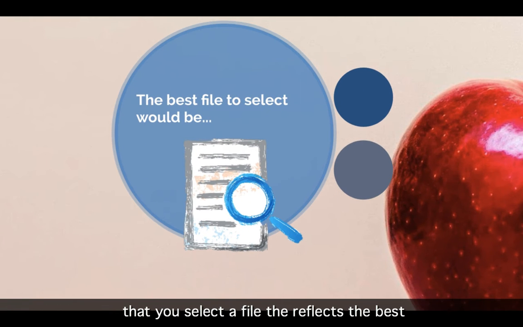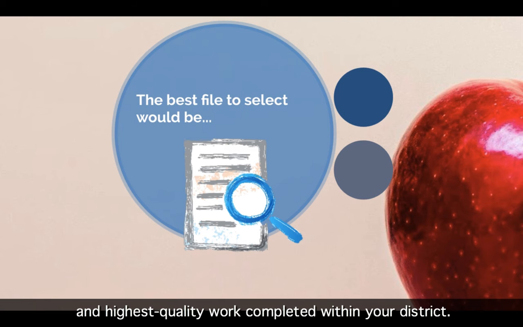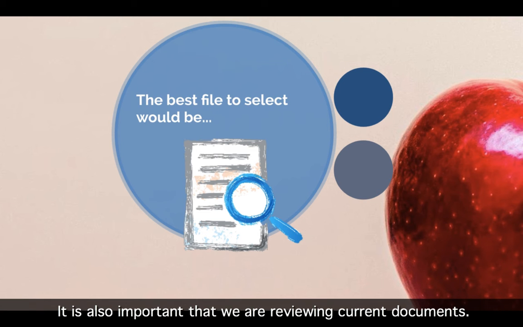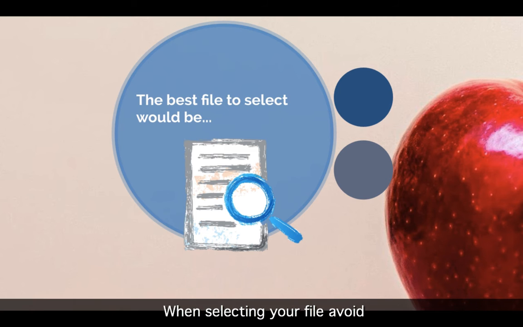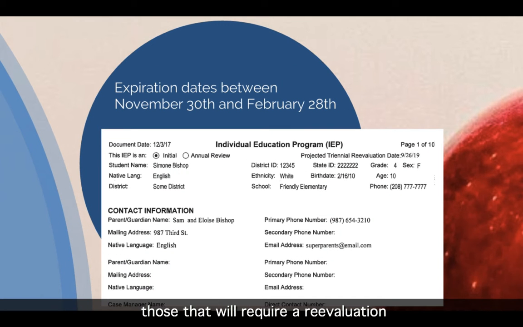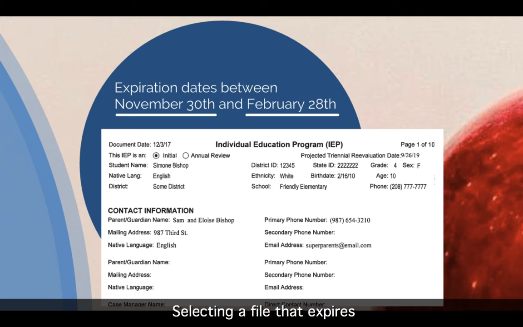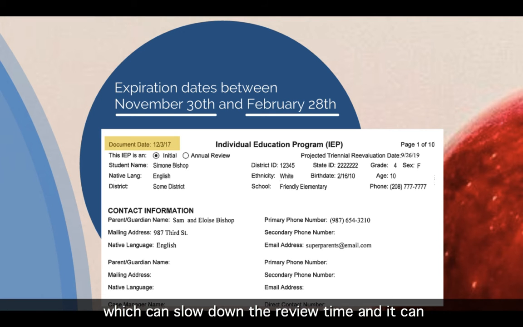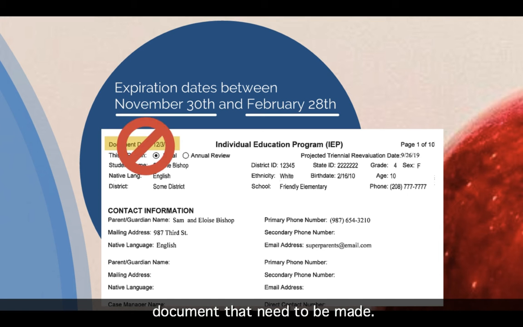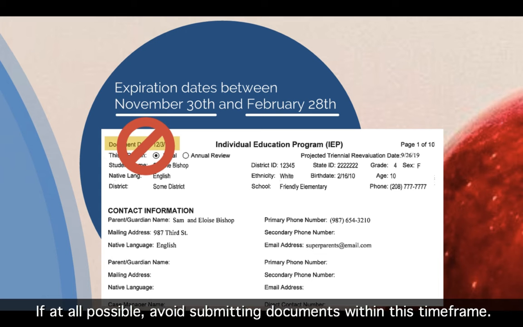It is important that you select a file that reflects the best and highest quality work completed within your district. It is also important that we are reviewing current documents. When selecting your file, avoid those that will require a reevaluation or annual review between November 30th and February 28th. Selecting a file that expires within these dates will require an additional review of the new documents, which can slow down the review time, and it can also lead to additional corrections within that new document that need to be made. If at all possible, avoid submitting documents within this time frame.